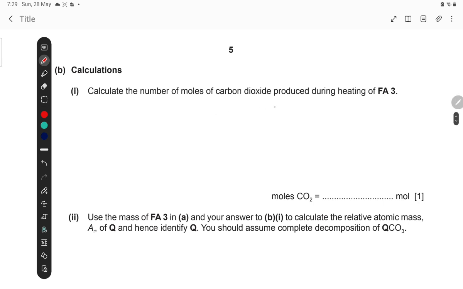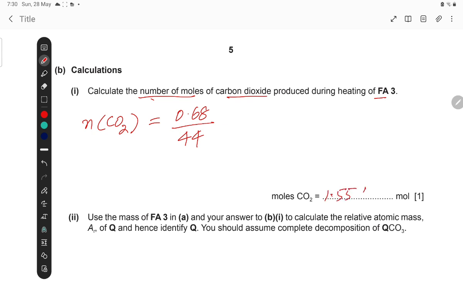Calculate the number of moles of carbon dioxide produced during heating of FA3. So we have the mass of carbon dioxide, so we can calculate the moles of carbon dioxide, which is equal to mass over Mr, which is 0.68 divided by 44. The answer is 1.55 times 10 raised to minus 2.